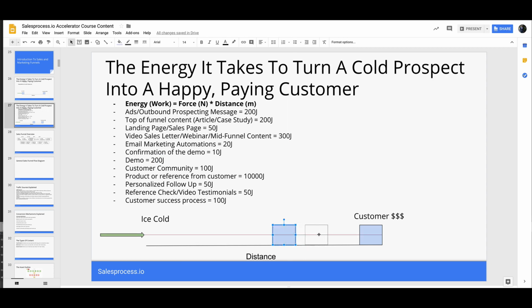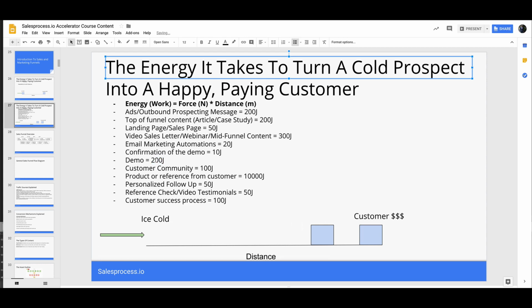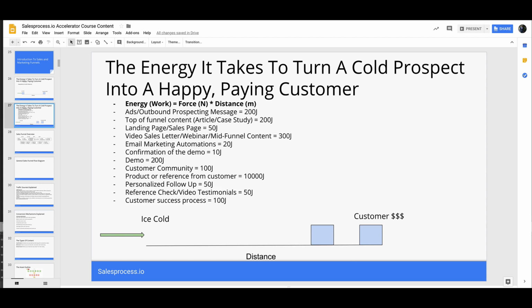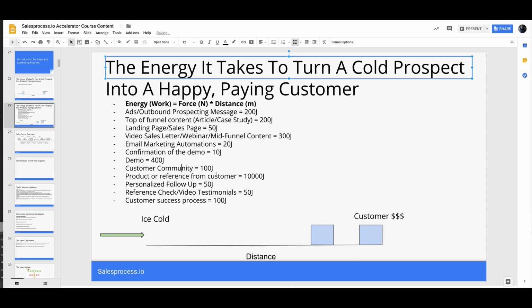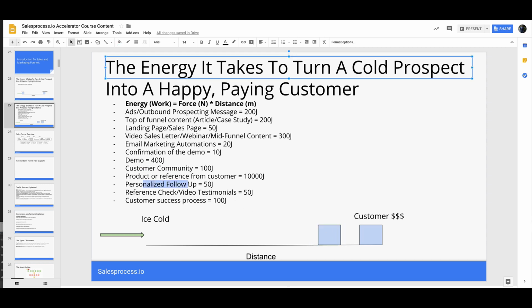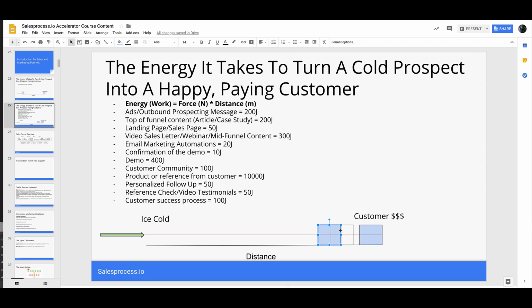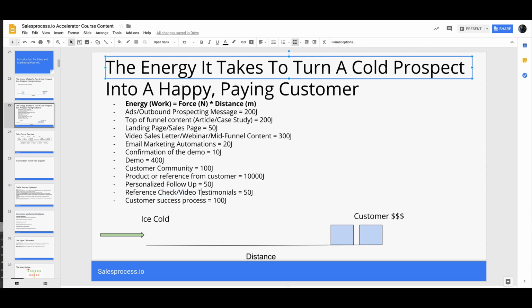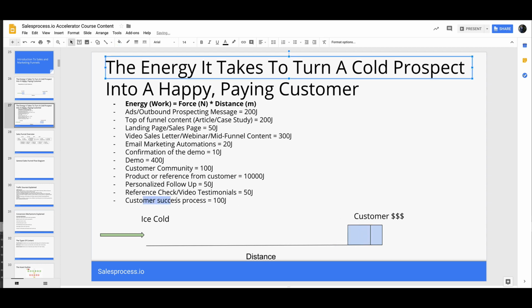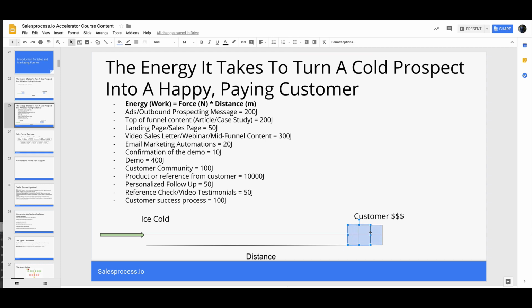Then we get them on a demo, okay? So then we bring them even further down the path. That's 200 joules, or even sometimes more. It's actually a little bit more than the video sales letter, so I'm going to say this is 400 joules. Then they see a customer community that brings them further down the funnel. Then they get a personalized follow-up, boom, further down the funnel. And then they see a reference check or they have some video testimonials, and then boom, they become a customer. And then they see your customer success process, and boom, they become a happy customer.